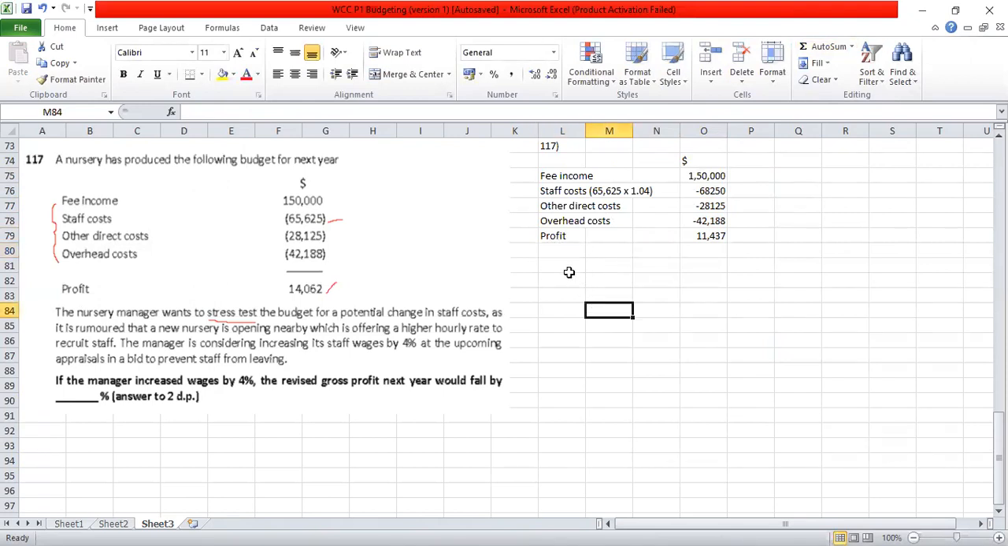The present profit is how much? Present profit is $14,062. Proposed profit after the changes is 11,437. Decrease in profit.